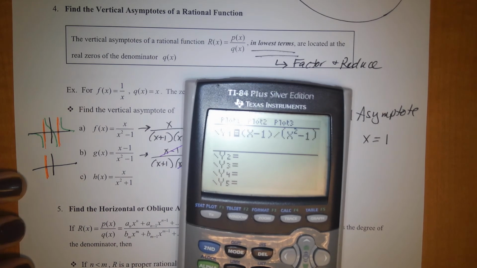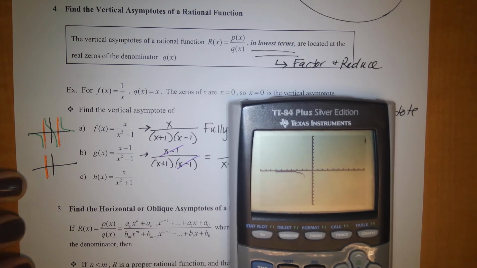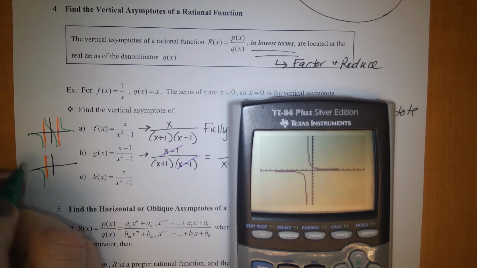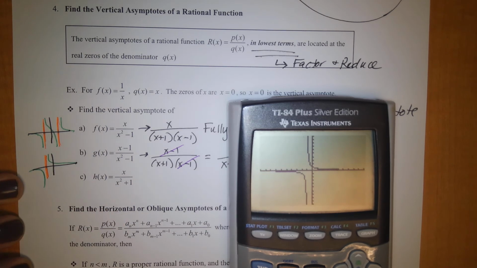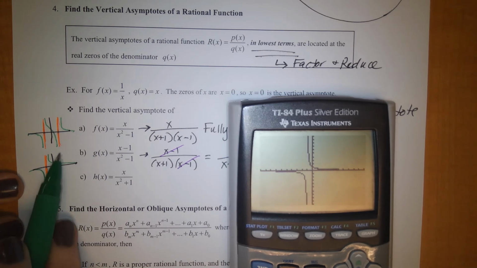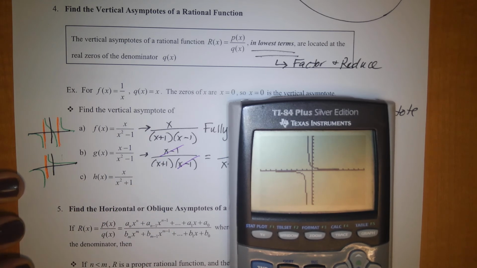x minus 1 divided by x squared minus 1. And when we graph that, you'll see that there's only one asymptote. So the graph does the same thing on the left side as it did up here, but up here it looks like that. There's not that second asymptote because we were able to reduce this and cancel out the other asymptote.